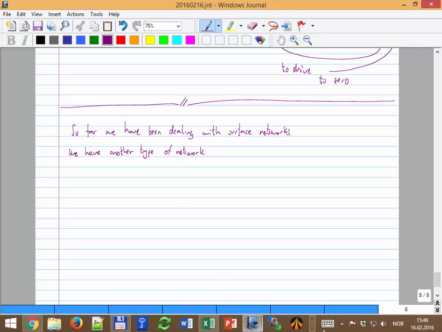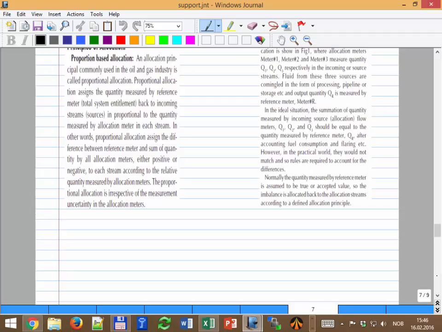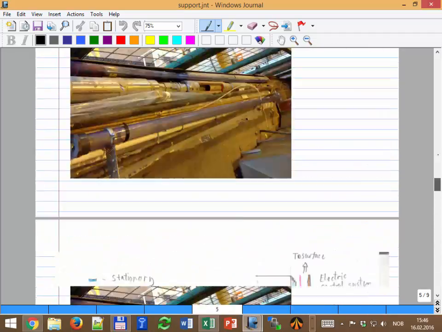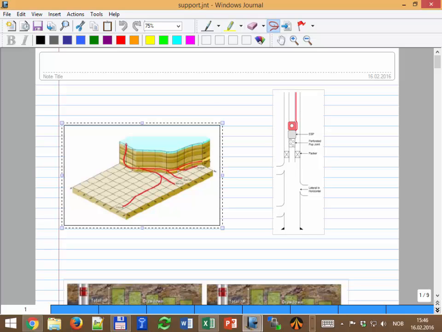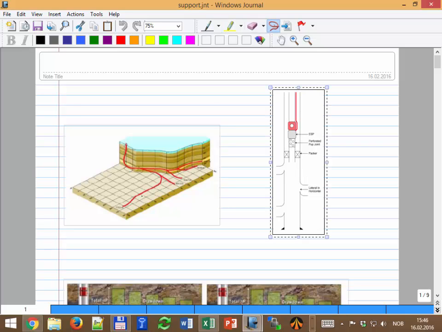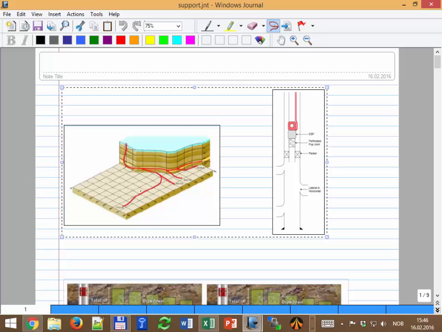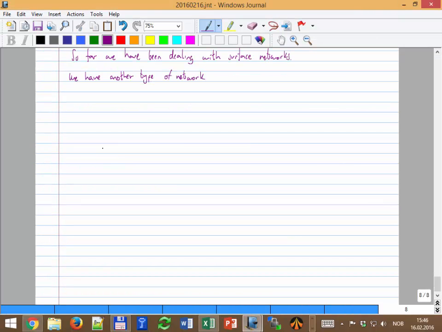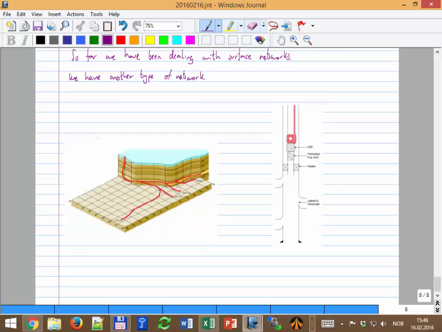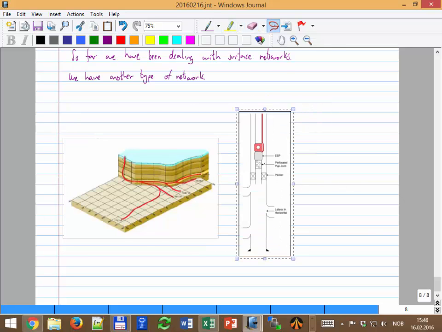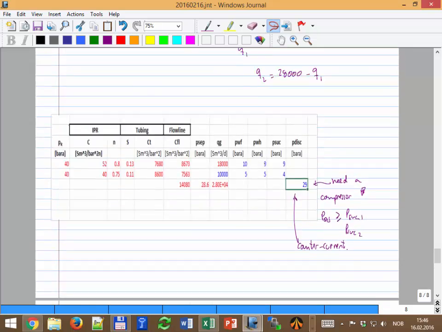I think I'm forgetting something here. Okay, those are downhole networks. I just put this figure because it looks nice. Oh yeah, there is something else that I also wanted to tell you here.